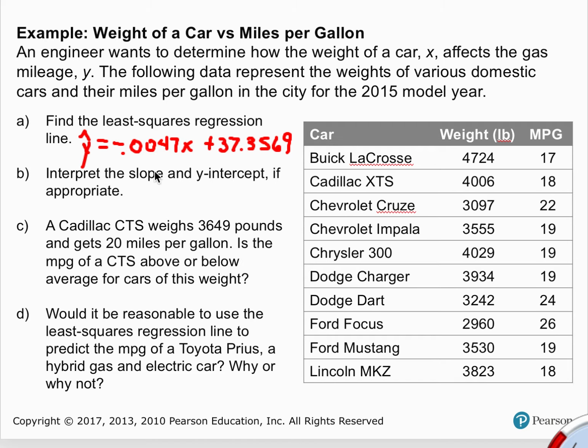All right, so let's think about the slope first and what this means. First of all, X is the weight of the car, Y is the gas mileage. So this is affecting the weight of the car, right? So for every pound added to the car, the gas mileage is decreased by 0.0047 miles per gallon, right? Every pound added to the car, the gas mileage would be decreased by 0.0047 miles per gallon.